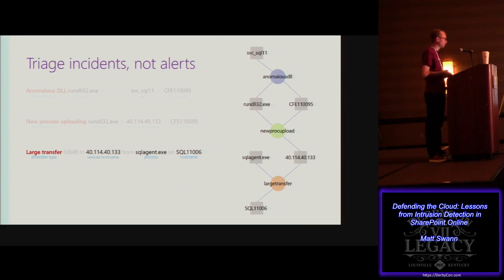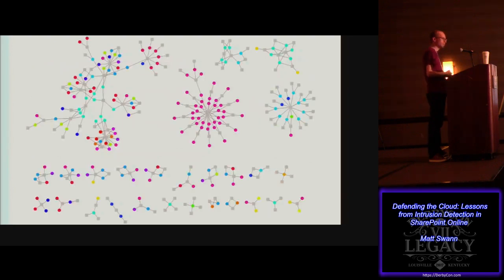If I see something interesting on a given account, the next question I ask is, what else did that account do? Or if it's on a machine, what else happened on that machine, both forwards and backwards in time? So it turns out that this actually worked really, really well for us.